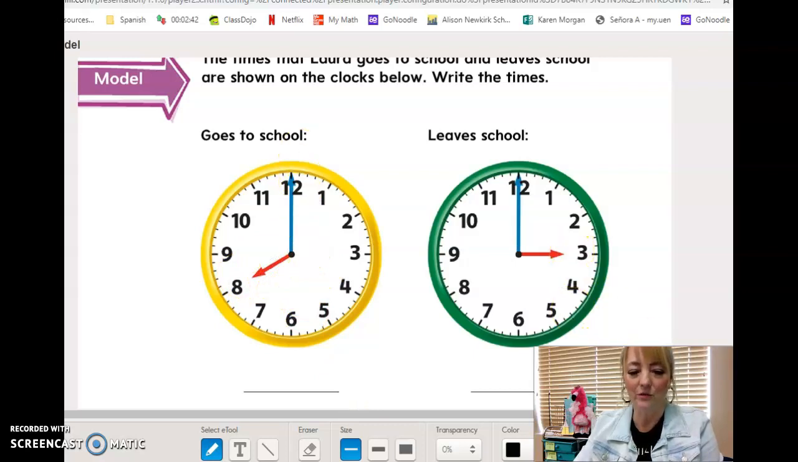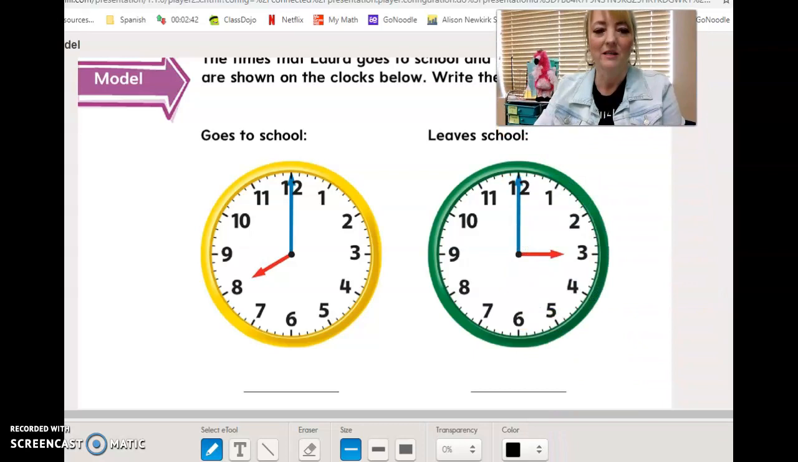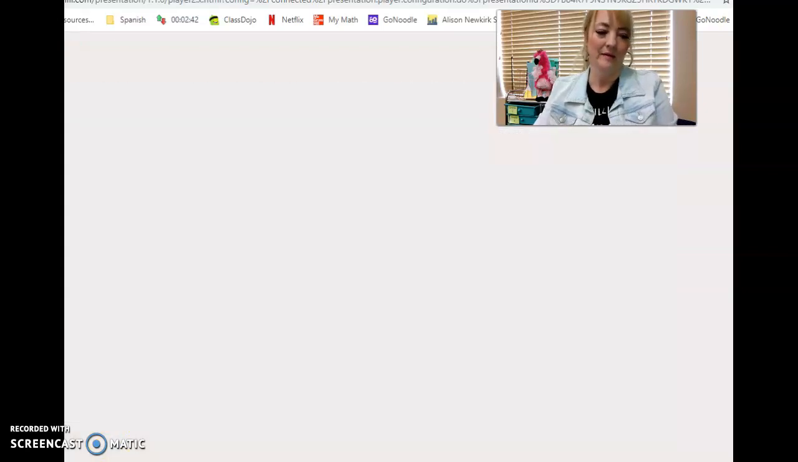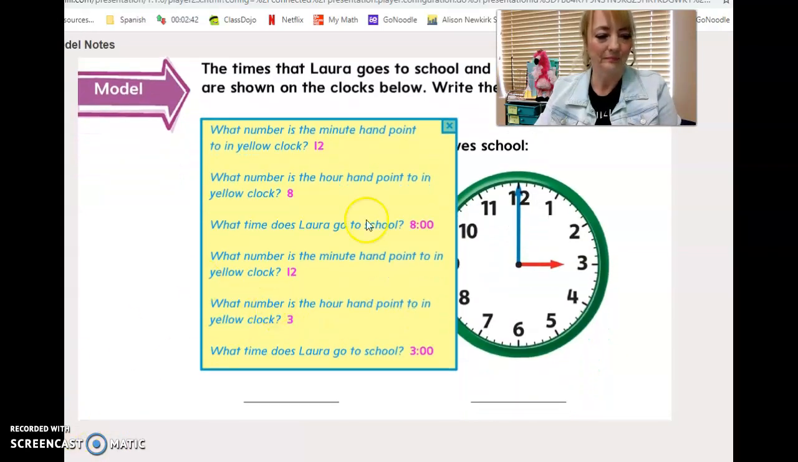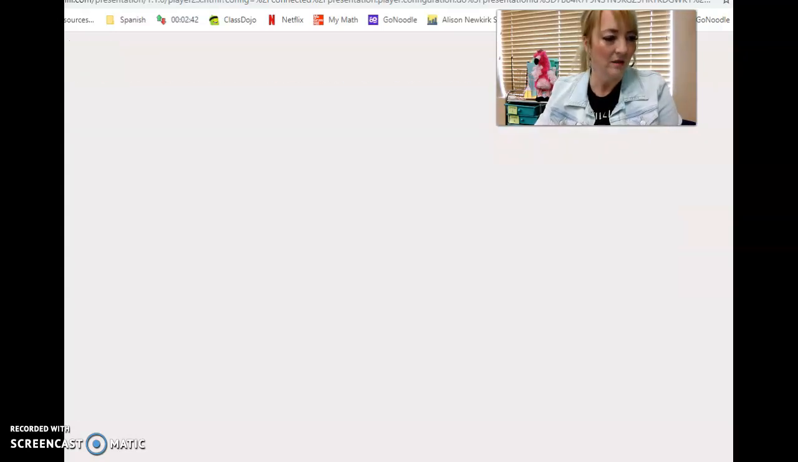She leaves school at 3 o'clock. So we would write a 3, then a colon to separate the hours and the minutes, and then 0 0, o'clock. Here we have how we write it, 8 o'clock. And then what time does Laura go to school? 3 o'clock.